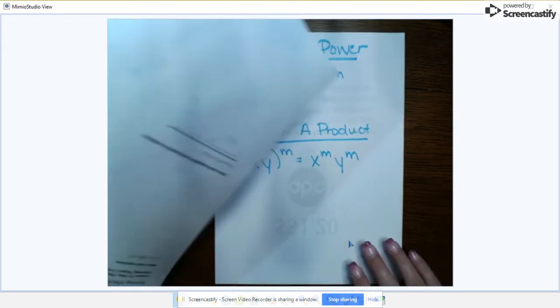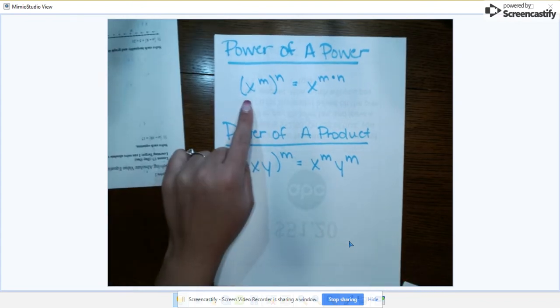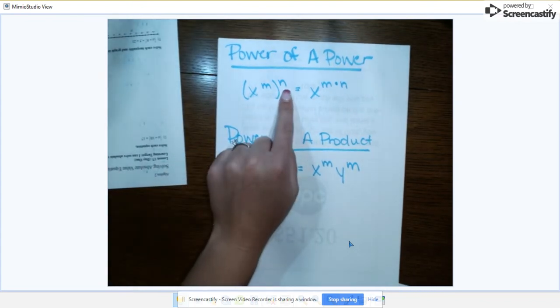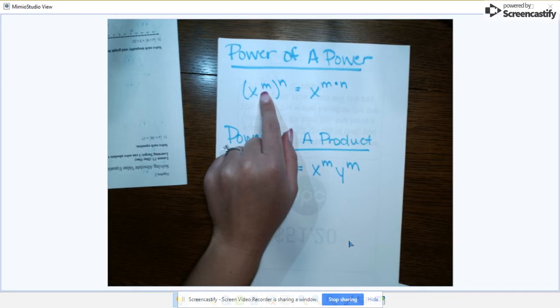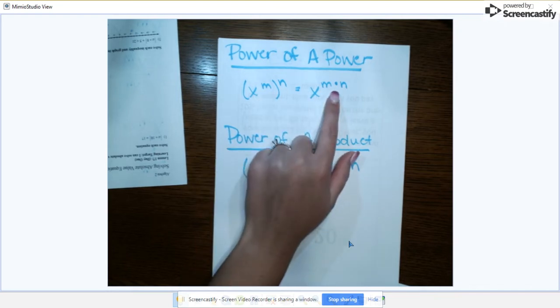We're going to learn a new one right off the bat. We have a power of a power, meaning I have a power right next to my other power. When that happens, we multiply our exponents.